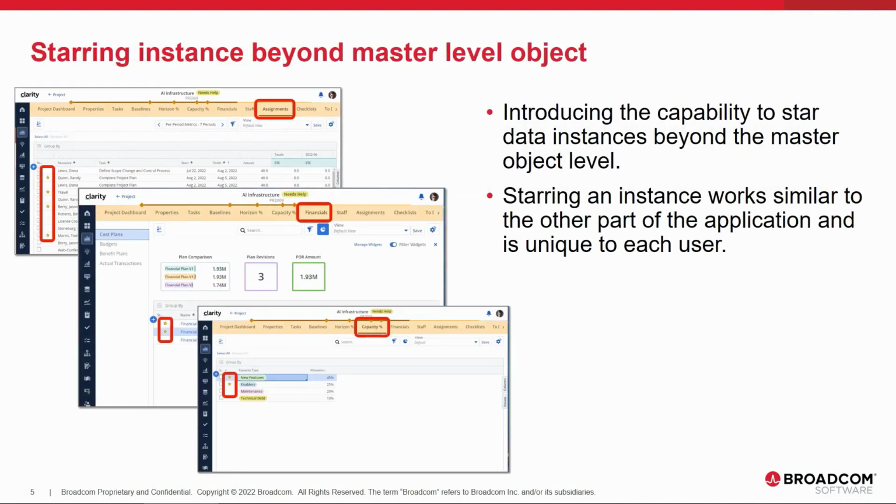So the first one that I wanted to cover is the ability to star the instance data beyond just the master object level. So up till now in Clarity, you could star any instance that was at the master object level, for example, at the project level, idea level, custom investment types, and so on. Starting this release, you will be able to star instances below the master object level.